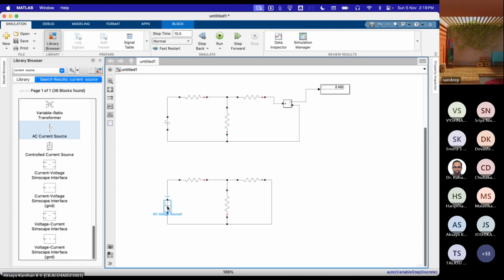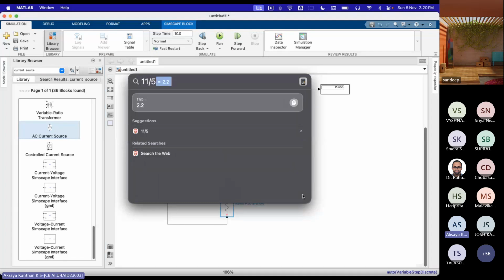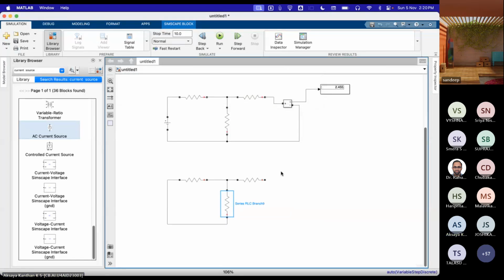Then the voltage source is shorted, and now I'm going to calculate the effective resistance, which is 1 plus 2 into 3 divided by 5 ohms, which is 11 by 5 ohms, and which turns out to be 2.2 ohms.